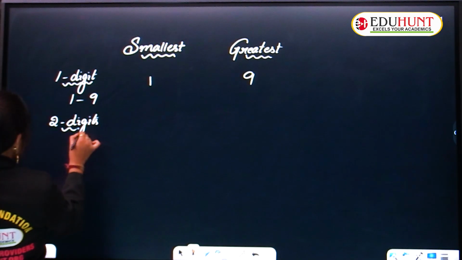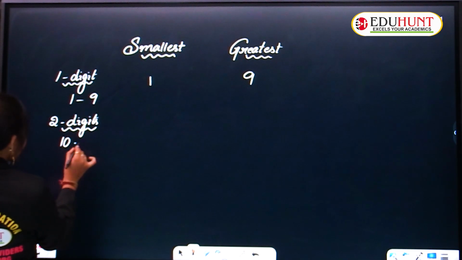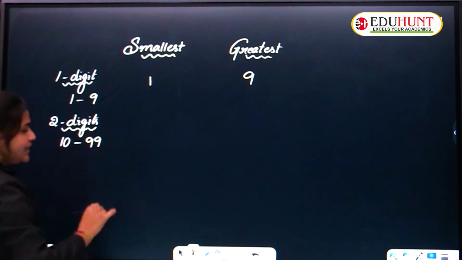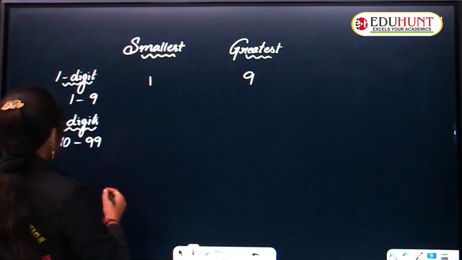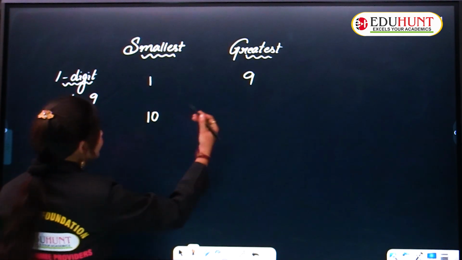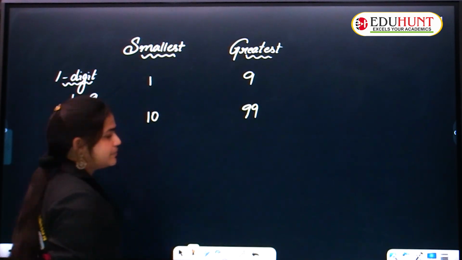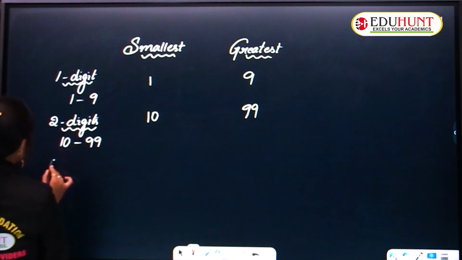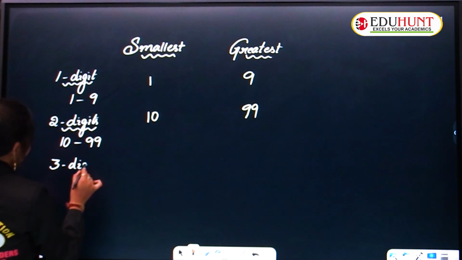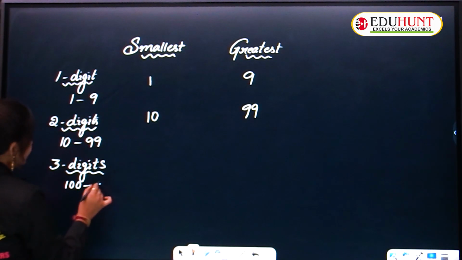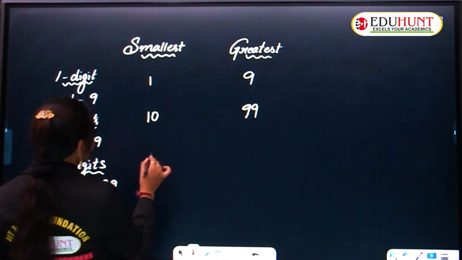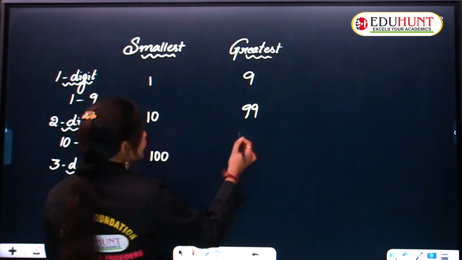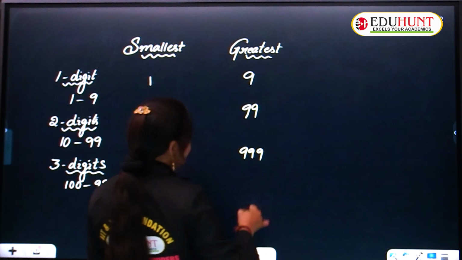Okay. Next, 2 digits. See here, the starting number is 10, and the greatest number is 99. 10 to 99 are 2 digit numbers. Now what is the smallest 2 digit number here? That is 10, and the greatest 2 digit number is 99. And in the same way, 3 digit numbers start from 100 to 999. What is the smallest 3 digit number? That is 100, and the greatest 3 digit number is 999.